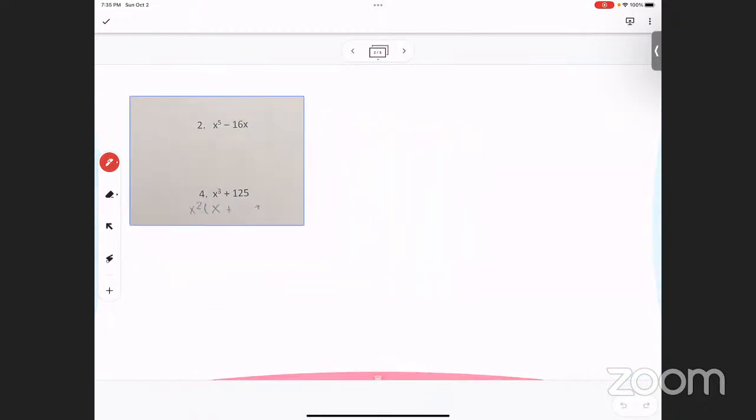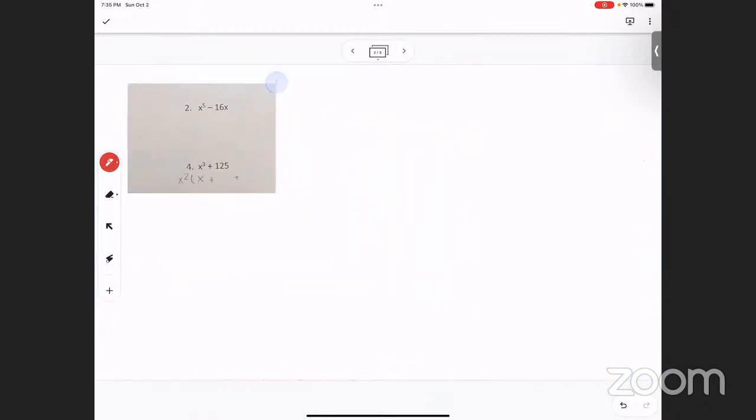Okay, these ones, well, look at number 4. What's that going to be? Is that the same perfect cube? Exactly, it's the same. So what's my a? 1x. And what's my b? 125. Well, that's b cubed. So what's b? Oh, 5. 5 cubed.